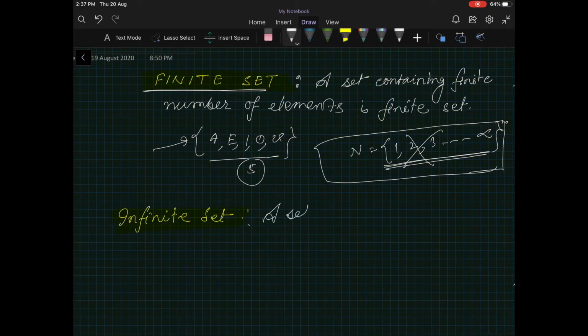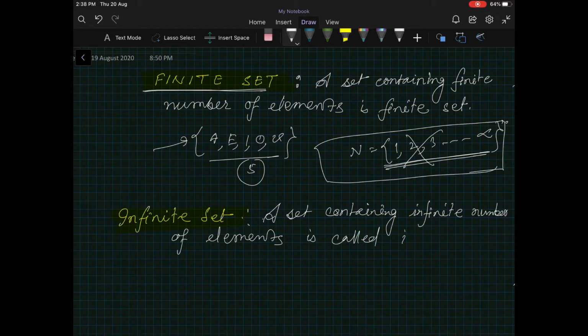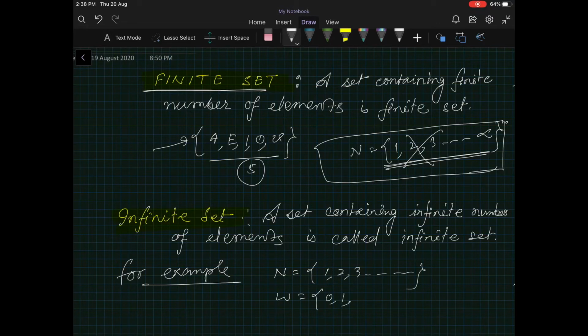A set containing an infinite number of elements is called infinite set. For example, the set of all natural numbers 1, 2, 3, and so on, or the set of whole numbers 0, 1, 2, 3, and so on up to infinity. Those kinds of sets are called infinite sets. Hope you have understood what is infinite set and finite set, null set, singleton set or unit set.